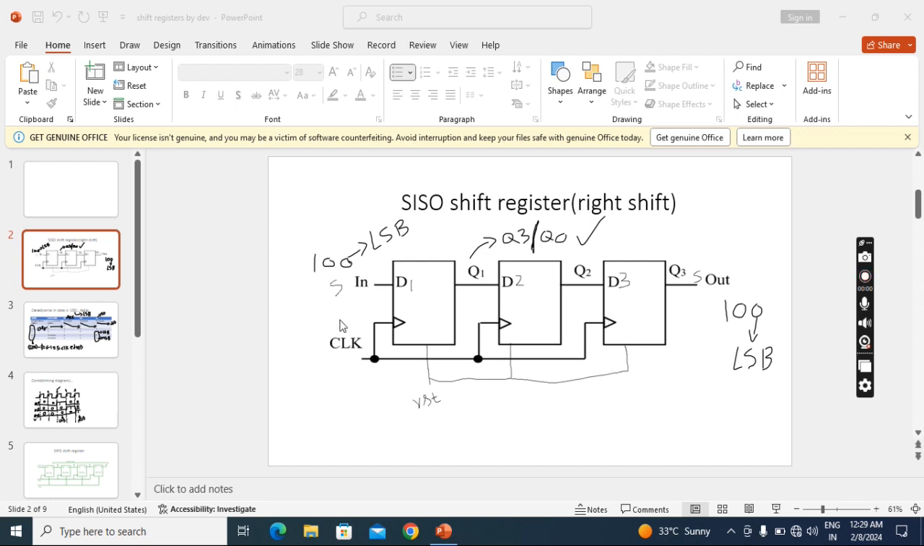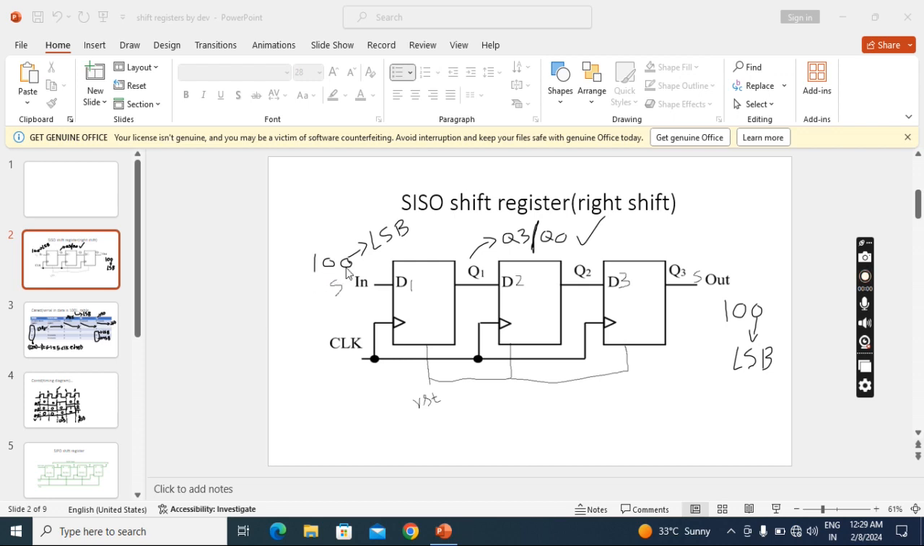Okay, so when we apply serial input, suppose I am applying at the left side, I will apply serial input to the leftmost register, and when I take output, the rightmost register will give the output. Suppose when I apply input at the right side, the rightmost flip-flop will take the serial input and the leftmost flip-flop will give the serial output.